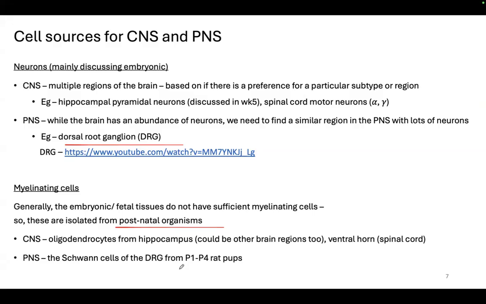Like we talked, E1, E2 until E21, E22, that is when the fetus is not born. That is pre-birth, prenatal, embryonic or fetal. And now the day of the birth is called P0. And then each day after, P again stands for postnatal, so P1 is the next day after birth and so on. So very early, young pups are what are used to extract Schwann cells from the dorsal ganglia. Okay. So far, those are the two types of cells we are talking about.